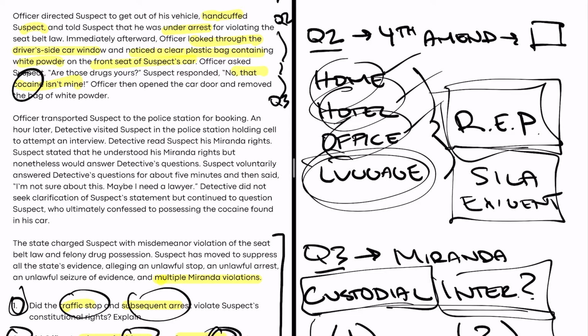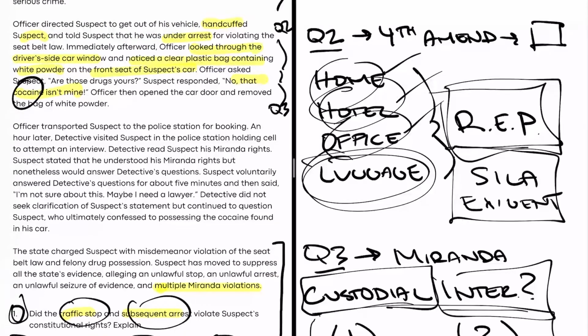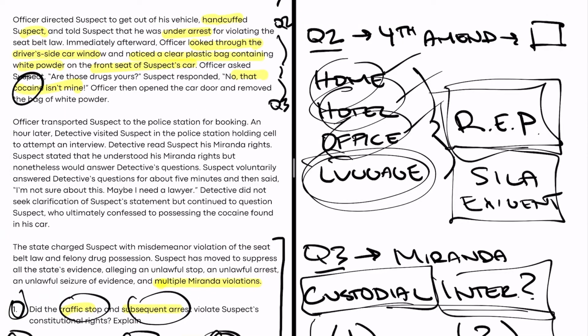Okay, so that's what my question number 2 analysis of this paragraph looks like. The question 3 analysis, we're thinking back to question number 3, did officers' questioning of suspect violate suspect's Miranda rights? This one's interesting. We see here that our officer asked the suspect, are those drugs yours? And then suspect responded, no, that cocaine isn't mine.